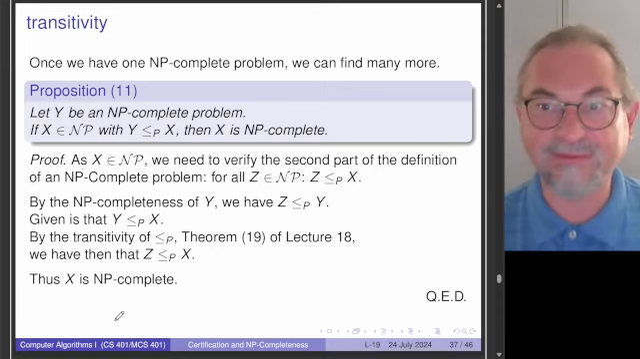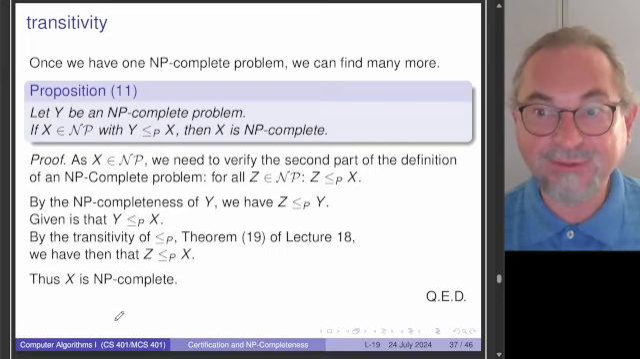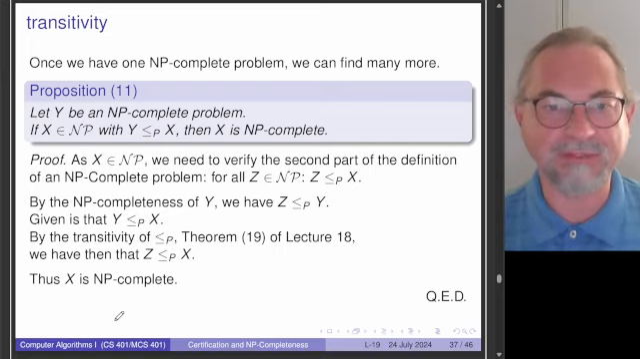If you have an efficient algorithm for X, then you have an efficient algorithm for all problems in the set NP. And there is no longer a distinction between P and NP.